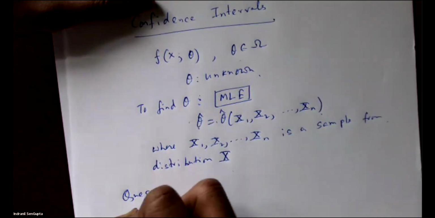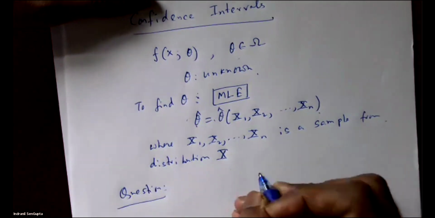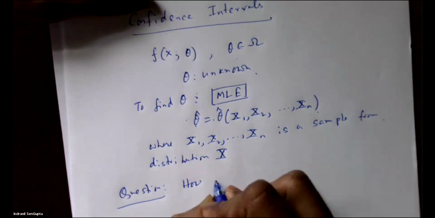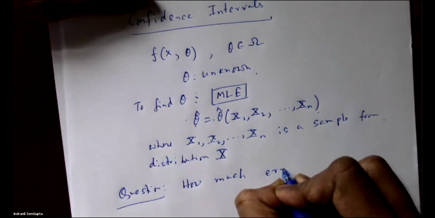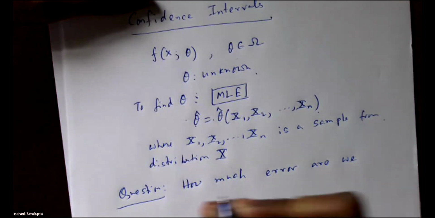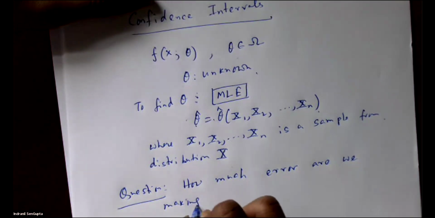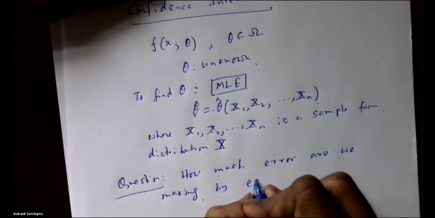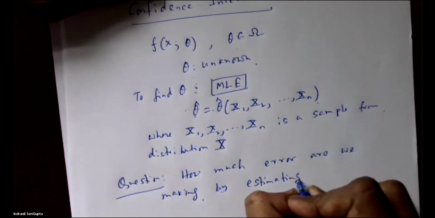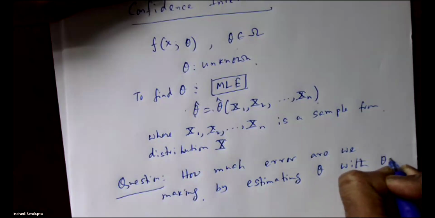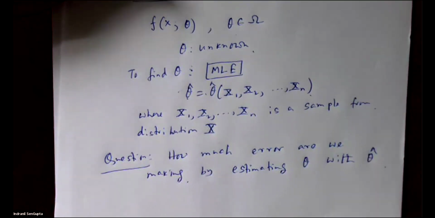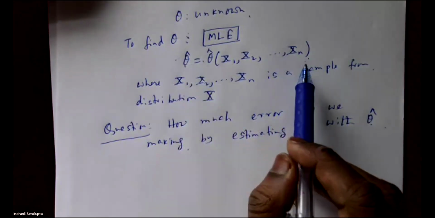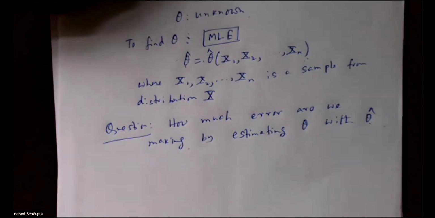So the question is, how much error are we making by estimating theta with theta hat? In the last class, whatever we have done, we tried to make an estimate theta hat based on a sample. The question is how much error we are making. We'll be discussing this.